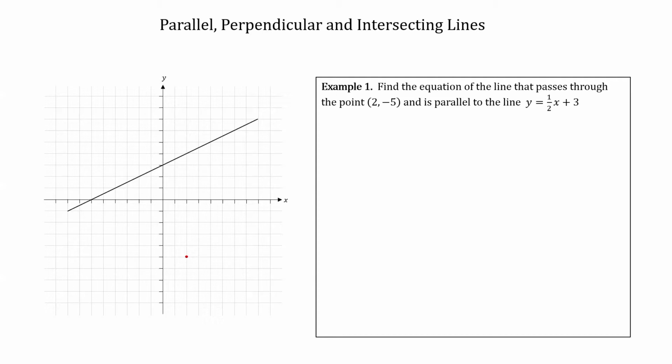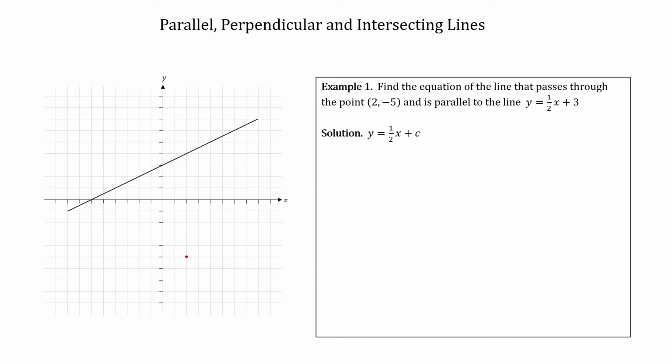So we are asked to find the equation of the line that passes through this red dot and is parallel to this black line. How do we do that? Well, we know that the equation is y equals 1/2 x plus c, where c is the y-intercept. We don't know what that is yet, but we know the gradient must be 1/2, because as we just said, two parallel lines have the same gradient.